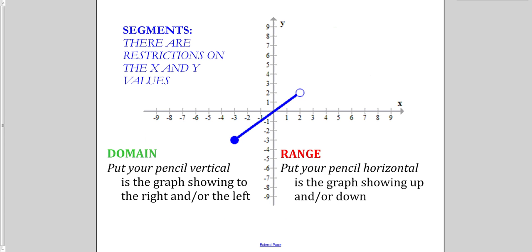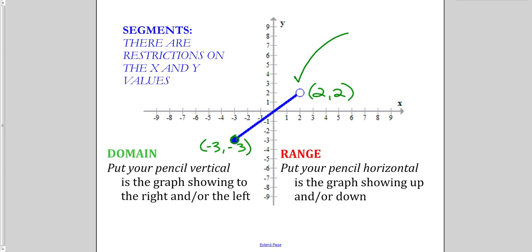So here's our fourth and final graph type. These are segments. So with a segment, you don't have any arrows. You have a stopping point on both ends. Okay. So what we're going to do is label both of these ending points. We've got one ending point here at -3, -3. We've got another ending point here at 2, 2.